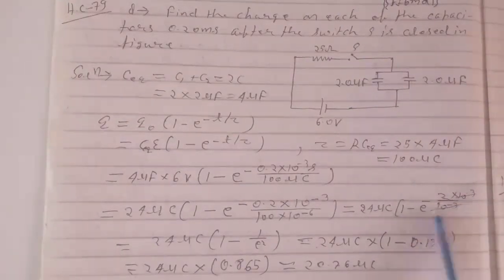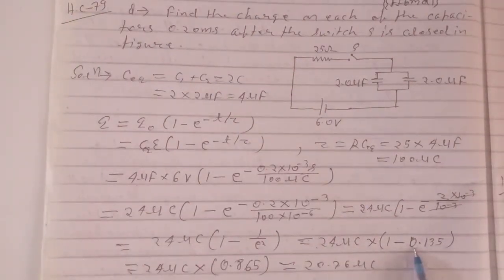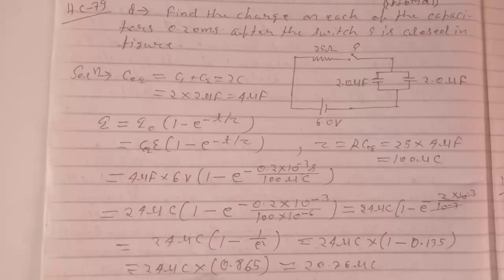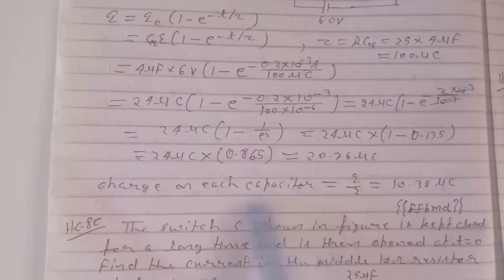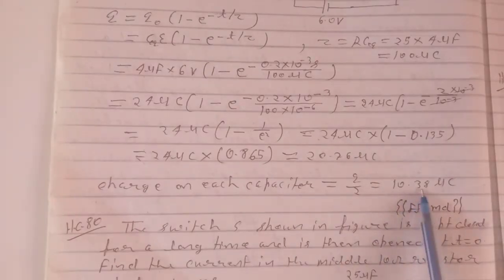So this is 24 microcoulomb into 1 minus 1 by e square, or 24 microcoulomb into 1 minus 0.135, because 1 by e square is 0.135. So it equals 24 microcoulomb into 0.865, equal to 20.76 microcoulomb. Hence the charge on each capacitor equals Q by 2, which is 10.38 microcoulomb.